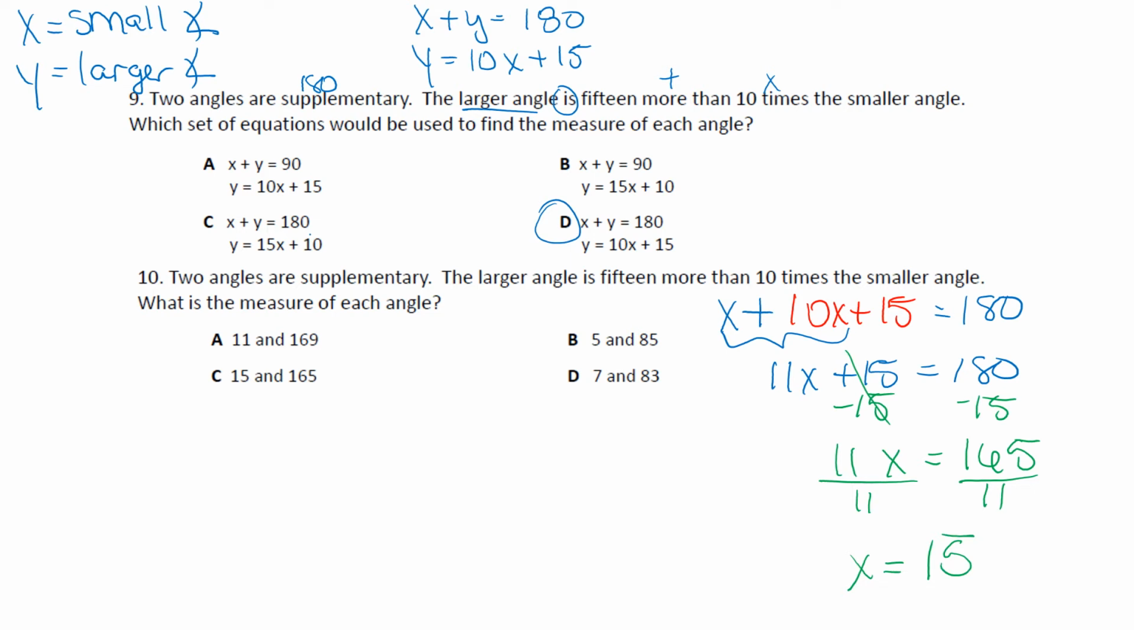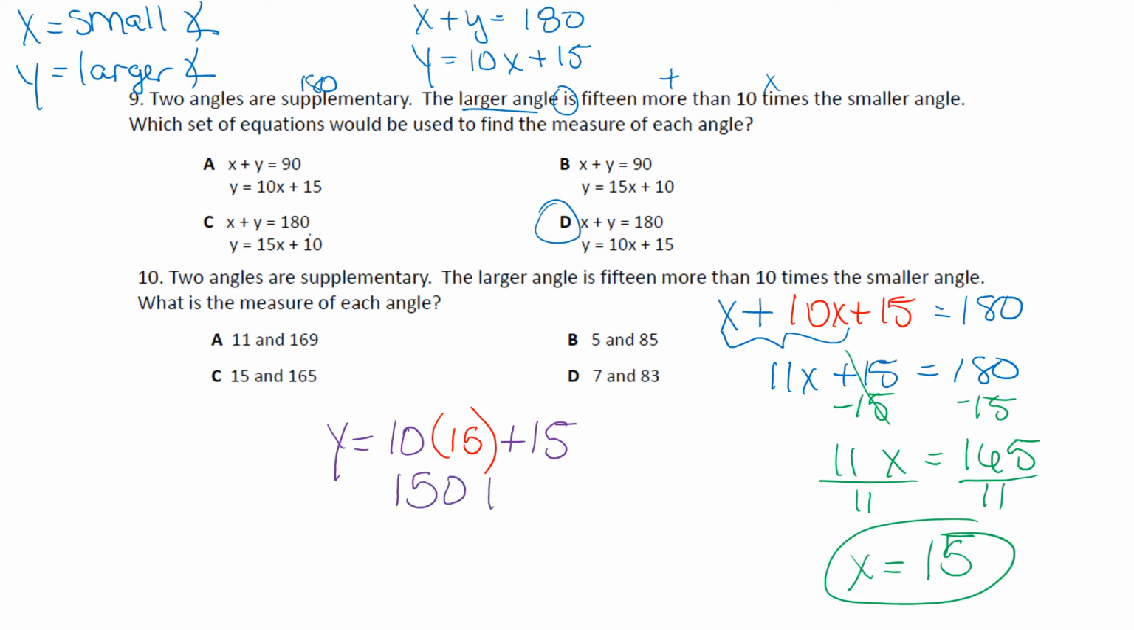Then in order to get our y value, we need to substitute our 15 into the other equation. So we would have y equals 10, instead of the x, we're going to have 15, plus 15. So 10 times 15 is 150. And 150 plus 15 is going to be 165. So then that makes our answer C.